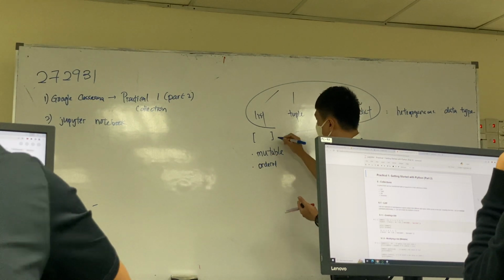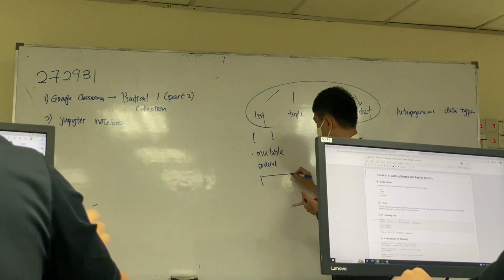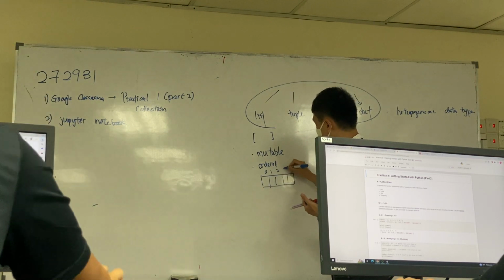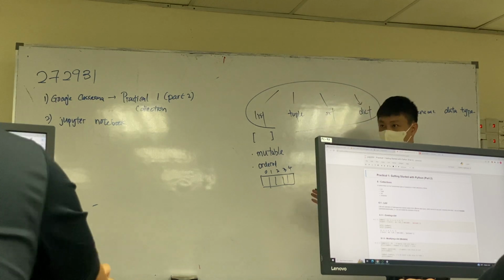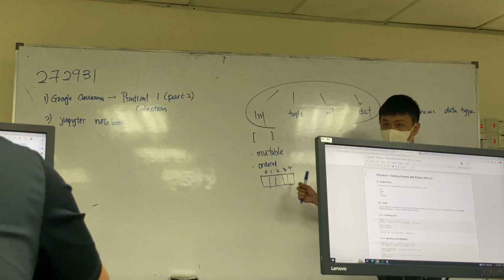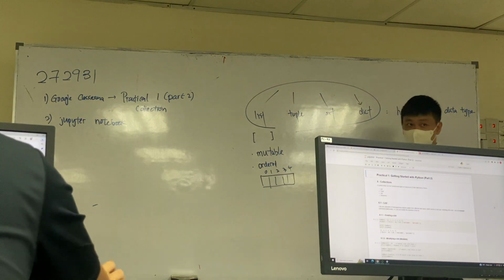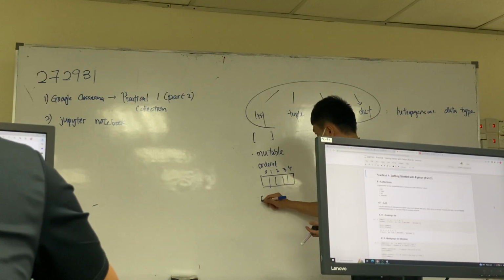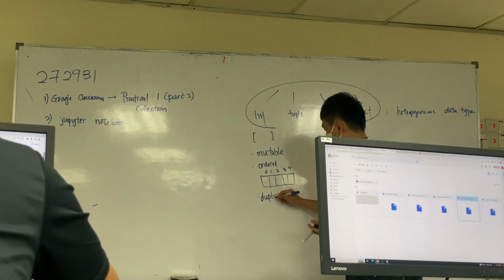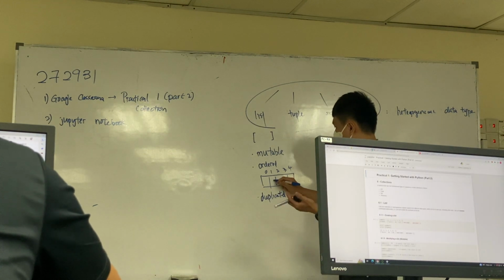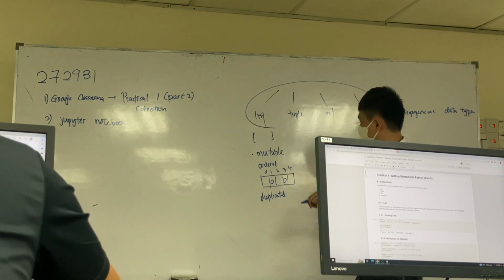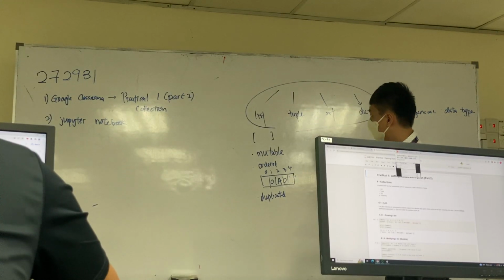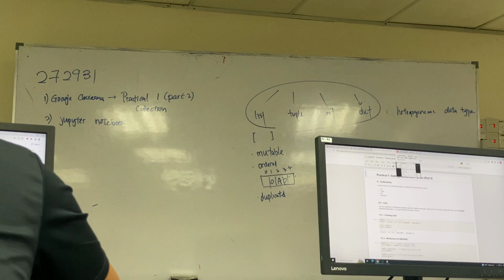Ordered means you have the index. You have a 0, 1, 2, 3, 4, like a normal array. You can retrieve the value based on the index. You can remove the value based on the index or based on the value. You can also have a duplicated value. So you can have a value 0 here, a char here, or whatever string. The list is very common to use.